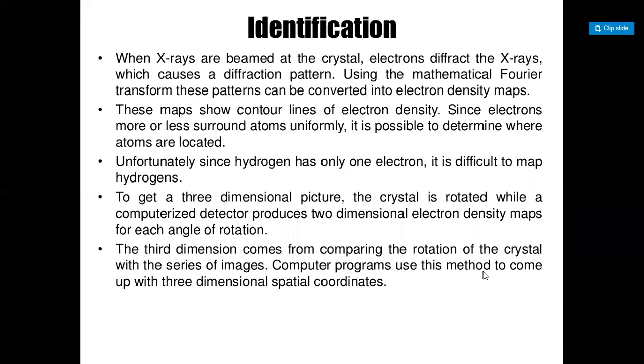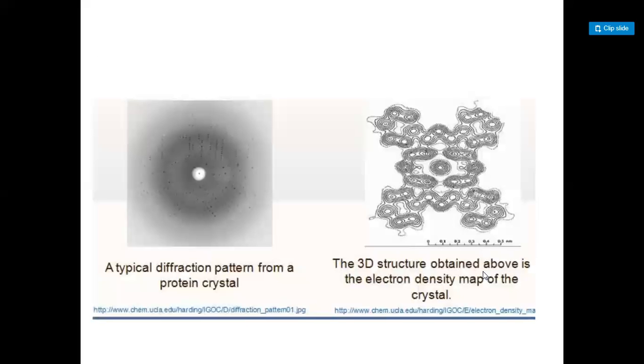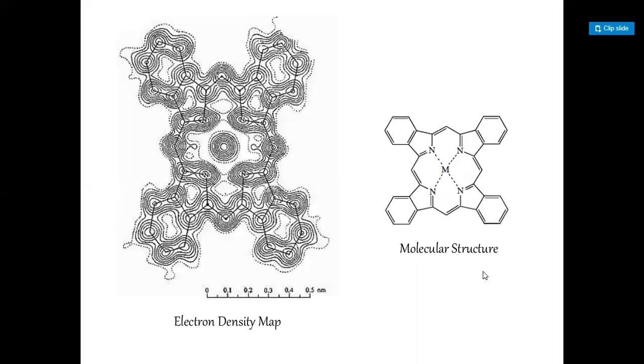So this is identification. This is identification of the typical diffraction pattern from a protein crystal and the 3D structure obtained above, in the crystal electron density map. So this is the electron density map. The second diagram shows the molecular structure.